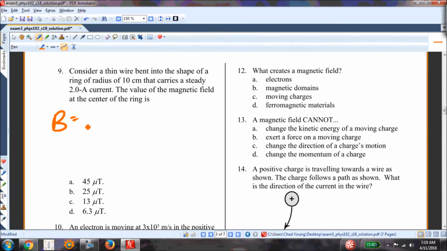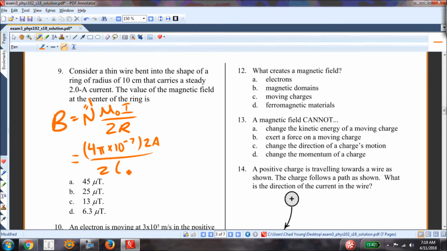I know that because it has the N in it, and that's related to a solenoid. I'm not looking at a long straight wire, although I am looking at just a single wire, so N is equal to 1. So this is going to be 4 pi times 10 to the minus 7. I is 2 amps, and 2 times R, which is going to be 0.1 meters. It's 10 centimeters. Let's see, the 2 cancels there, and so I'm left with 4 pi times 10 to the minus 7 over 0.1.